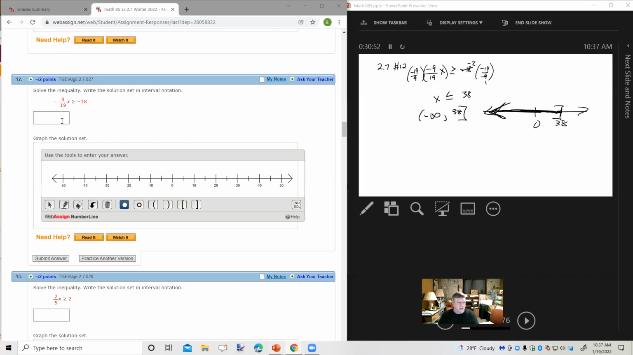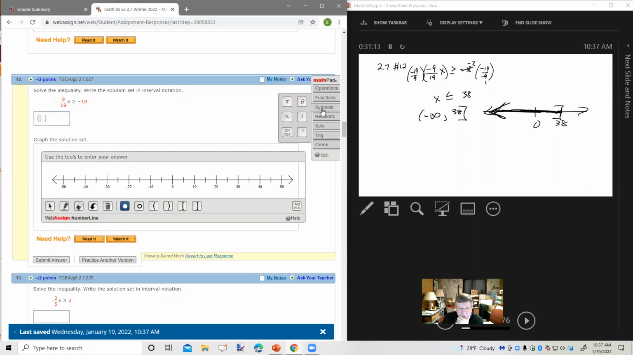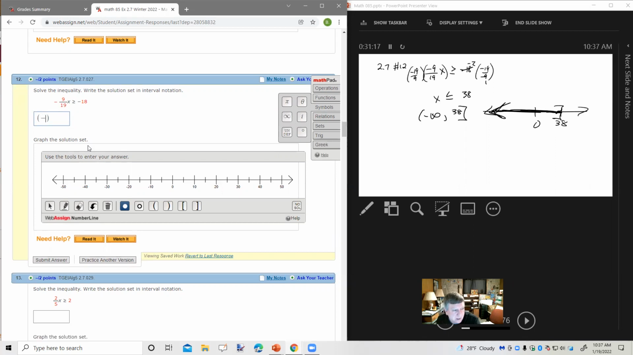So interval notation, I click here and I need parentheses. So where am I going to find? Oh, I've got parentheses on my computer, don't I? So there's a left-hand parenthesis. And then I need negative infinity. So let's see, operations, functions, symbols. Here's infinity. So what I could do, I could put a negative sign from the computer and then infinity.